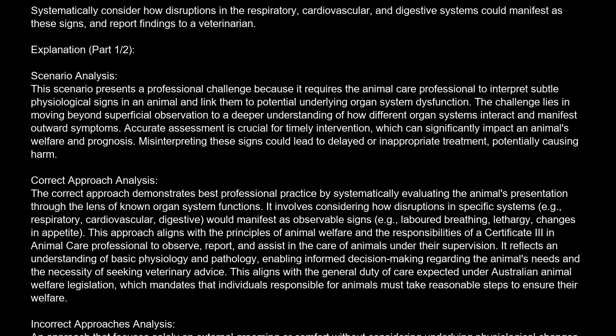It reflects an understanding of basic physiology and pathology, enabling informed decision-making regarding the animal's needs and the necessity of seeking veterinary advice. This aligns with the general duty of care expected under Australian animal welfare legislation, which mandates that individuals responsible for animals must take reasonable steps to ensure their welfare.